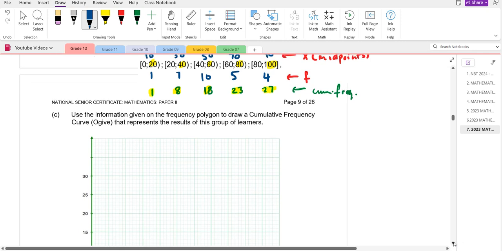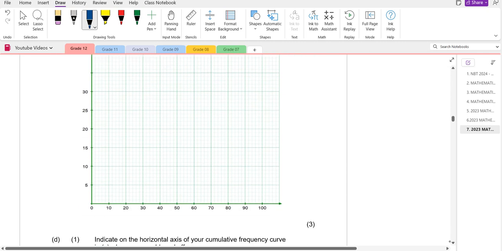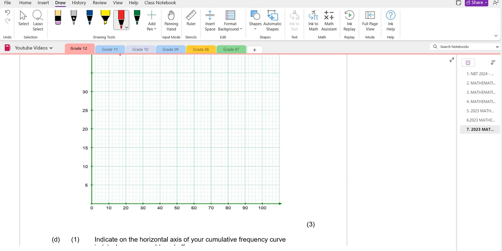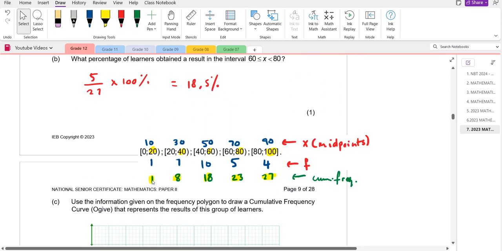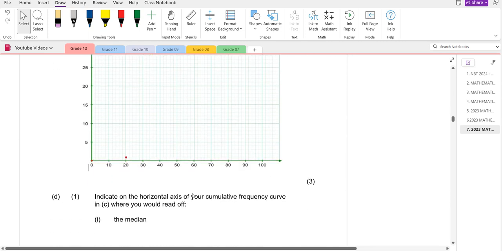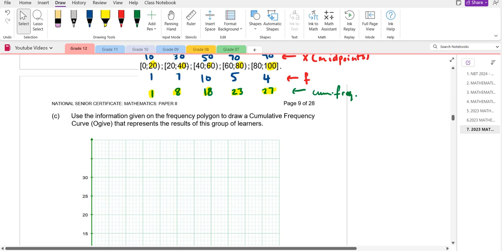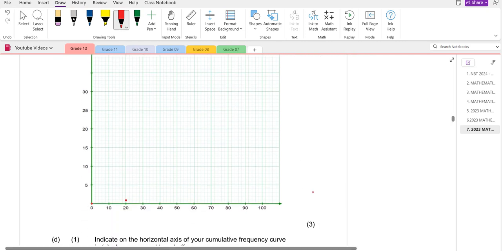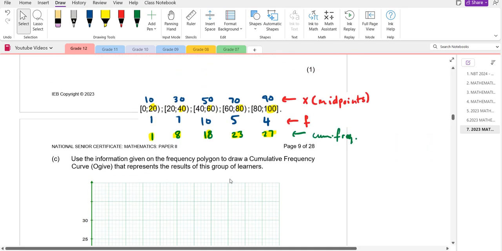Where's 20 and 1? 20 and 1 is right here. Let me draw it in red. That's exactly there, 20 and 1. 0 and 0 is just going to be the first dot, because the cumulative frequency before 1 is just 0. Next one, 40 and 8. 8 is just before this. 40 and 8. Right. Next one is 60 and 18.